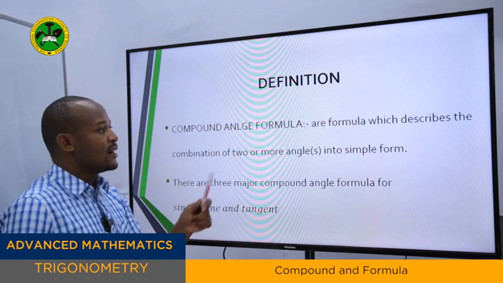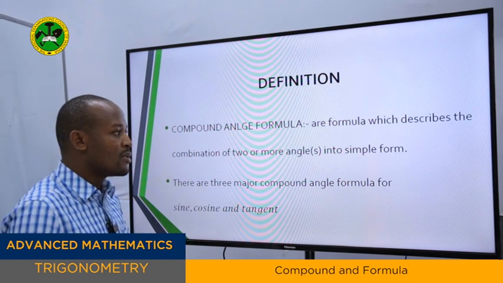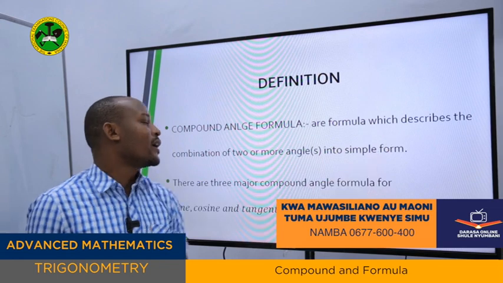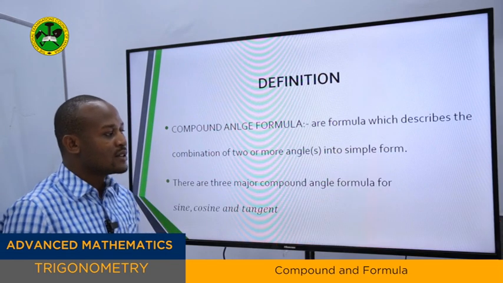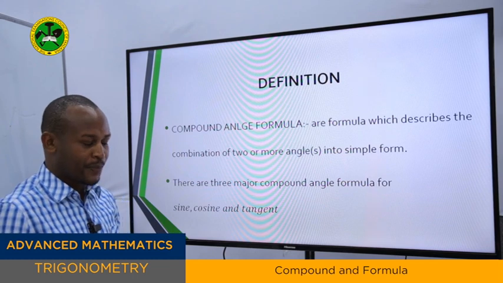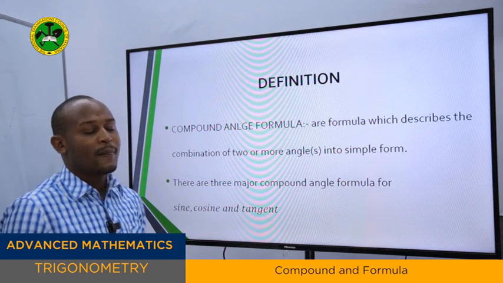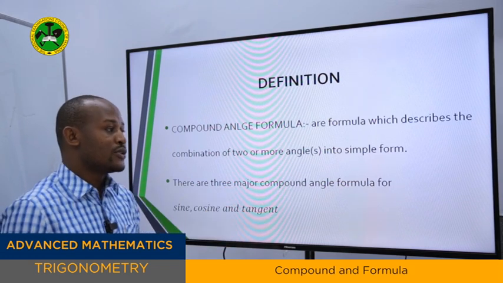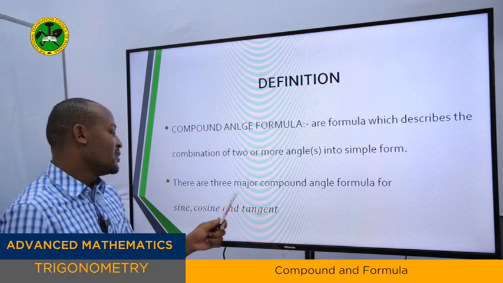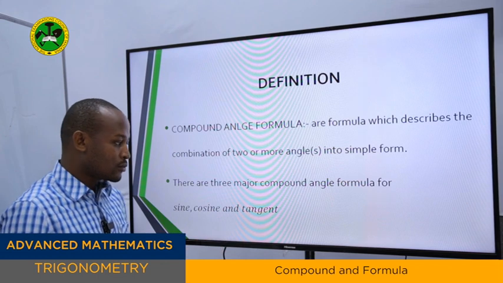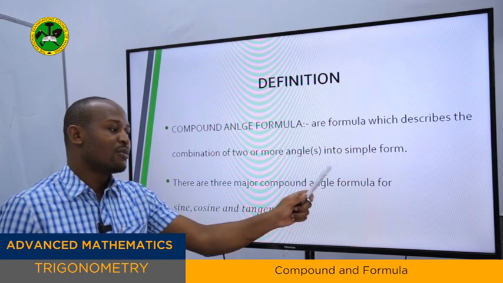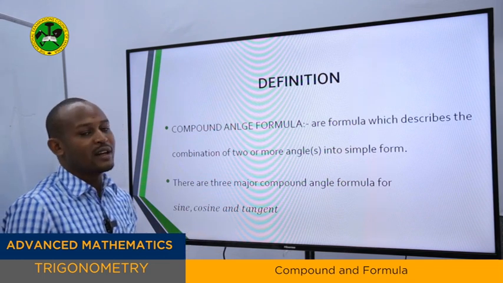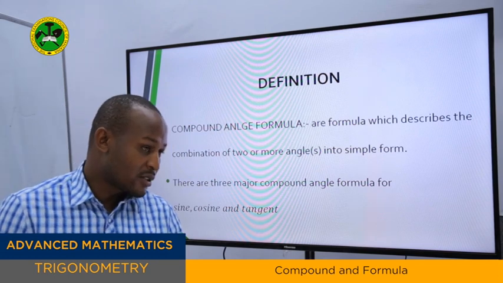Now let's see the definition of compound angle formula. What is a compound angle formula? Compound angle formulas are formulas which describe the combination of two or more angles into a simple form. We have three major compound angle formulas, involving sine, cosine, and tangent. Let's see those compound angle formulas.